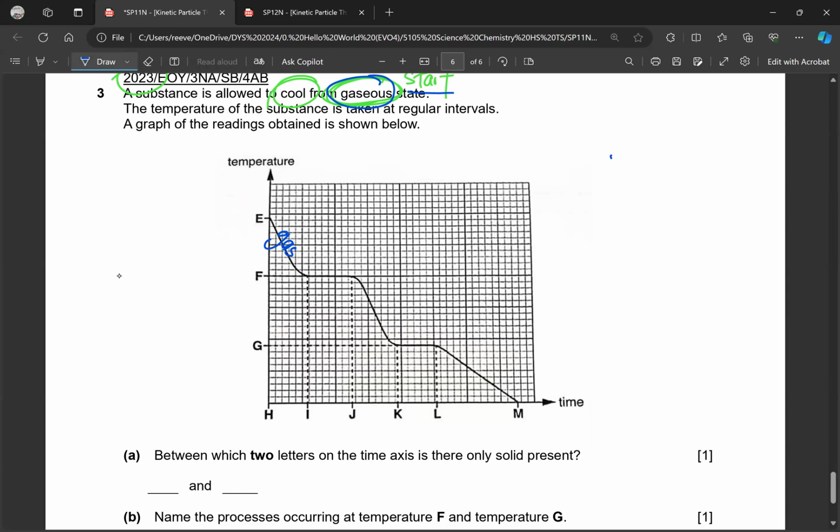Here is gas plus liquid, because the gas is trying to condense into liquid. After that, condensation finishes and everything becomes liquid. Then the liquid keeps getting colder and colder, so it goes through freezing. This part is liquid plus solid. After it freezes and everything finishes, the last part is solid. Must read the question carefully to see what it starts with.